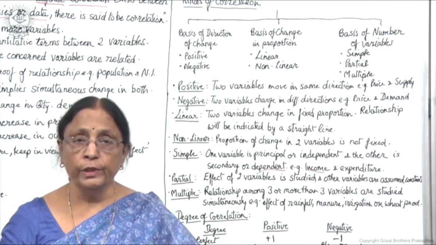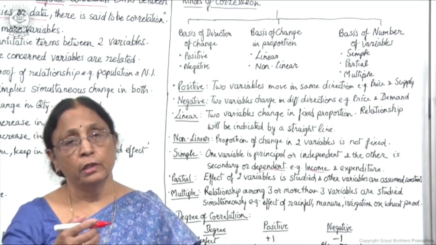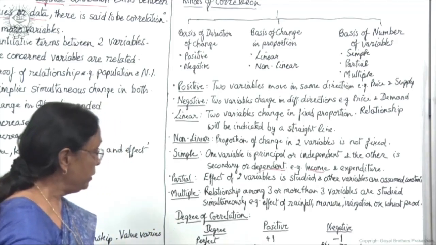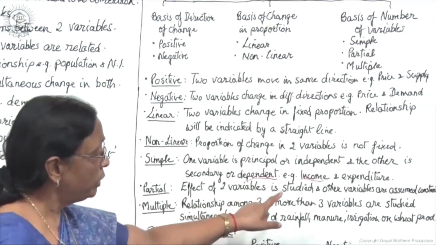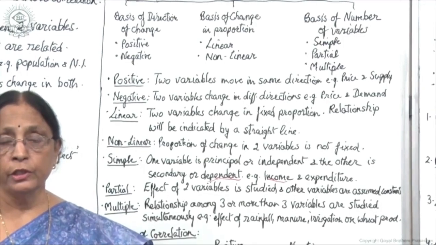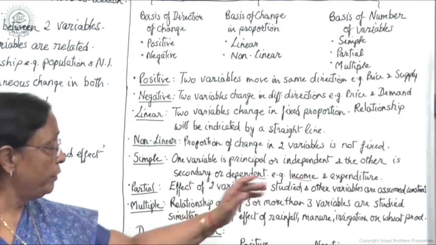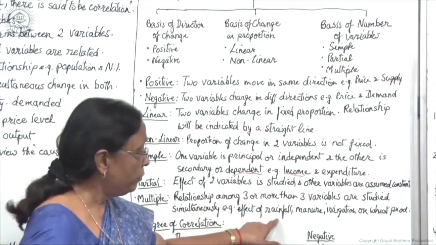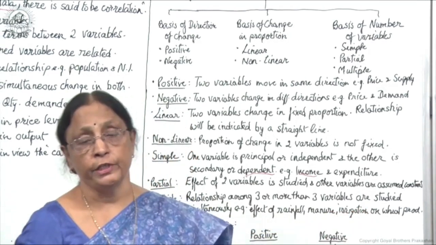That means we are assuming other factors to be constant and considering only two factors as variables, right? Third is multiple. The relationship among three or more variables is studied. As it is multiple correlation, it studies the relationship between three or more variables simultaneously. For example, the effect of rainfall, manure, irrigation, etc. on the production of wheat.